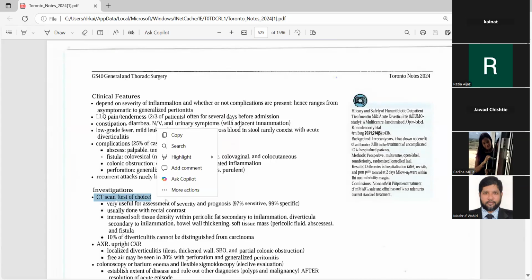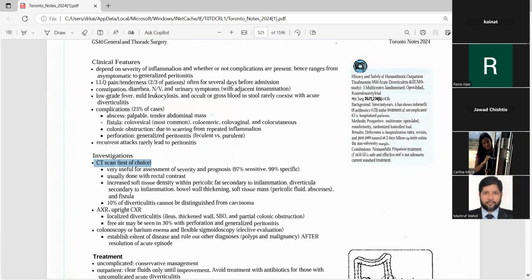Although in the CT scan I don't think you will be able to see anything, if you can see the cross section of a CT scan anywhere, that will be helpful. It is very useful for assessment of severity, increased soft tissue density, and then X-ray and then colonoscopy. The main important thing is a patient with a history of long-term constipation, 50 years old, now presented with abdominal pain, signs of infection like fever, leukocytosis, and bloody stool, right?